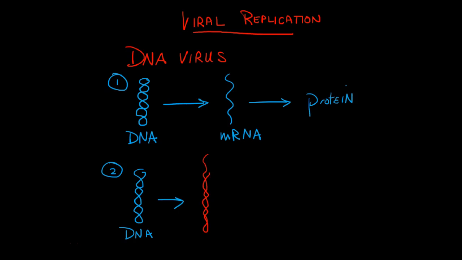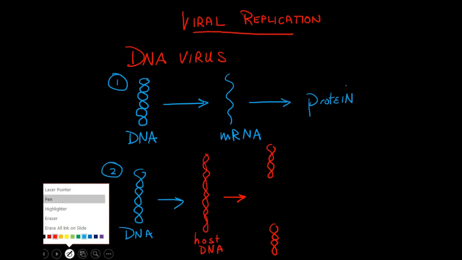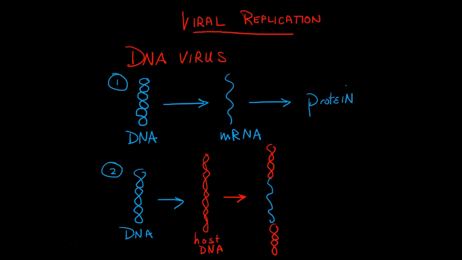So here we have the host genome shown in red, and then the DNA of the virus integrates into the host DNA. And it may sit there for a while, or it may immediately be used to make messenger RNA, and then the messenger RNA takes over the host ribosomes and is then used to make protein.